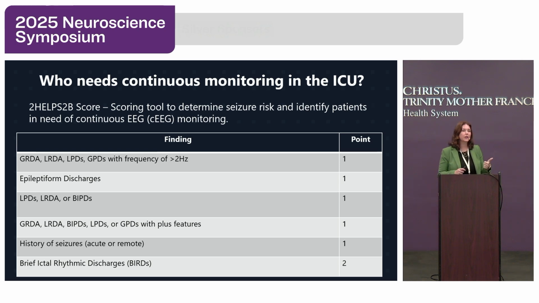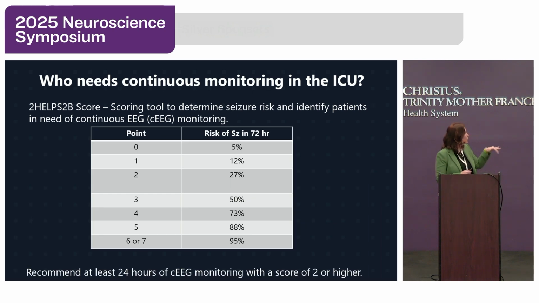So we hook up an EEG for the patient. It runs for about an hour. The neurophysiologist, the epileptologist, reads the EEG, and based on the findings, we determine whether they need a continuous EEG or not. You get 1 point for every one of those, except for one, which I'll show you in a second, which is 2 points where you're having epileptic activity. And if you score 2 or higher, your risk of having a seizure is about 27%. So they recommend at least 24 hours of continuous monitoring if you have 2 points or higher.